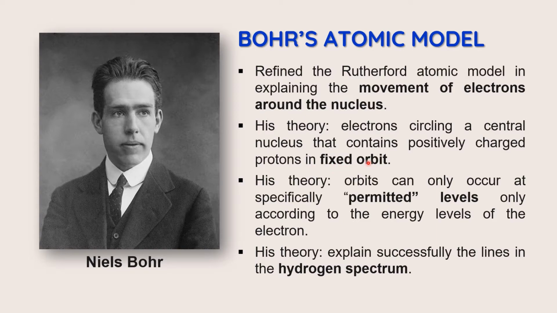In Bohr's atomic model, he discovered that electrons circle a central nucleus that contains positively charged protons in fixed orbits. He also discovered that orbits can only occur at specifically permitted levels, according to the energy levels of the electron. His theory can successfully explain the lines in the hydrogen spectrum. So Bohr's theory can be used to study the hydrogen spectrum or hydrogen-like species only.